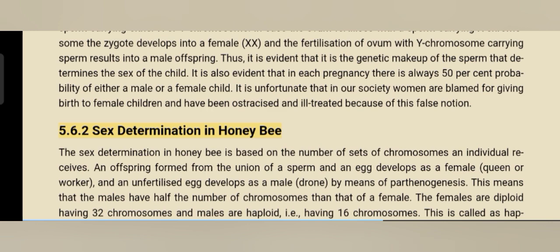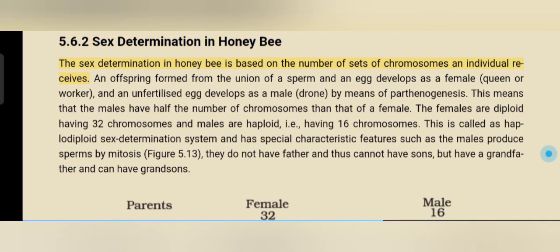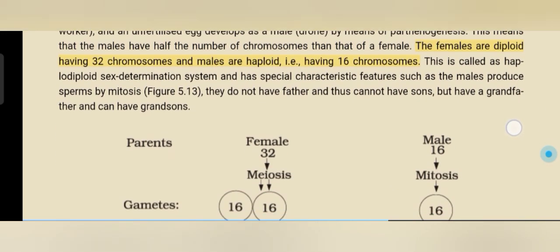5.6.2 Sex determination in honeybee. The sex determination in honeybee is based on the number of sets of chromosomes an individual receives. An offspring formed from the union of a sperm and an egg develops as a female, queen or worker, and an unfertilized egg develops as a male by means of parthenogenesis. This means that the males have half the number of chromosomes of a female. The females are diploid, having 32 chromosomes, and males are haploid, i.e., having 16 chromosomes.